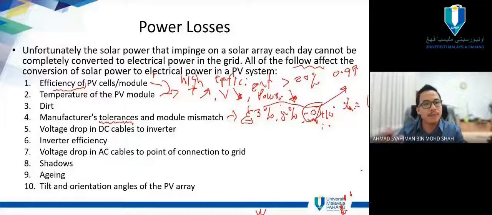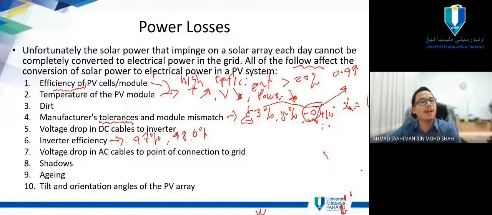And then inverter efficiency, okay lah. Logically, a good brand sometimes gives you 97%, sometimes 98.6%. But nothing is perfect lah. Biasanya, even 97, 95 is already high enough efficiency. But if you can look for brands like Huawei, maybe they go at least 98. That's very good.